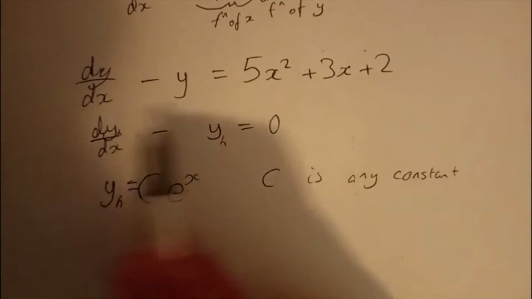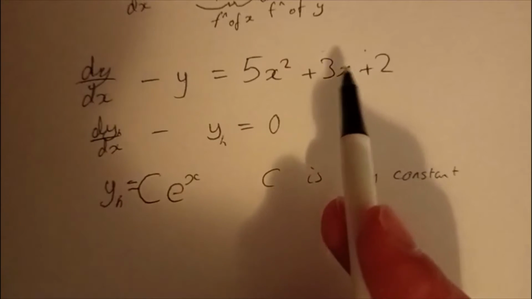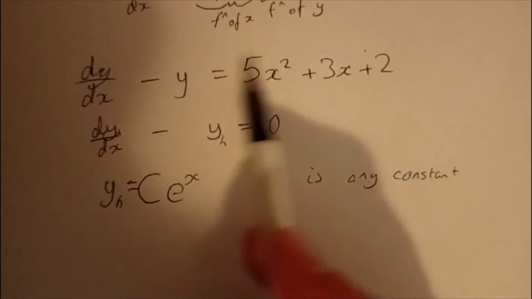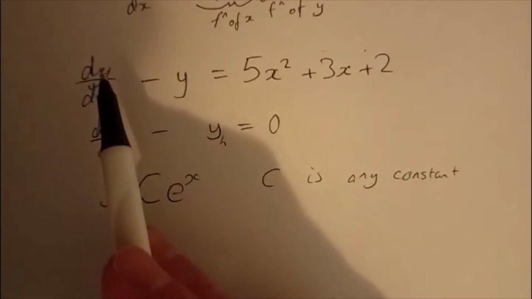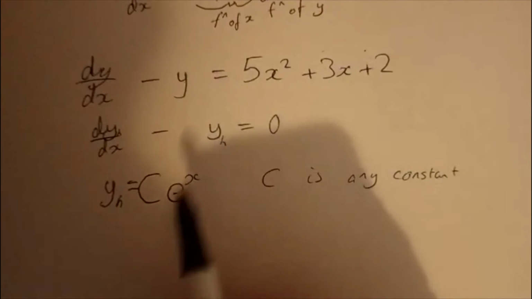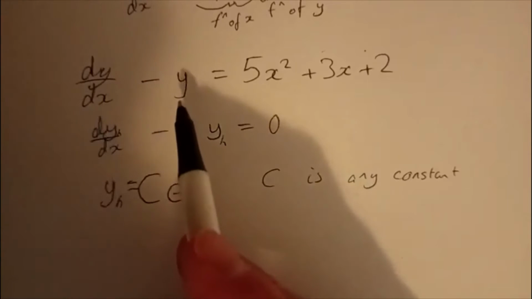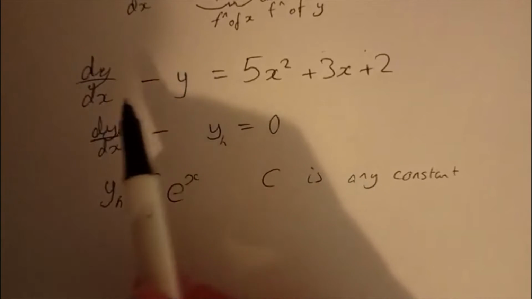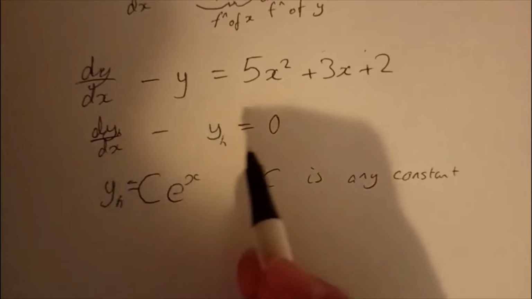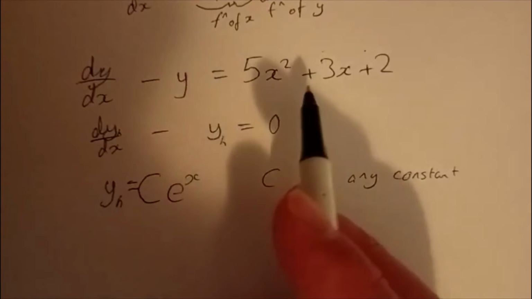So this is a solution to this equation, but if we put it into here, we'll get the derivative minus itself equals 0, not this expression. So we need to add a particular solution that has the derivative minus itself being equal to 5x squared plus 3x plus 2. And then we can add any constant multiple times e to the x to that solution. Because this is a linear equation, the sum of the solution to the homogeneous equation and the particular solution will also be a solution.